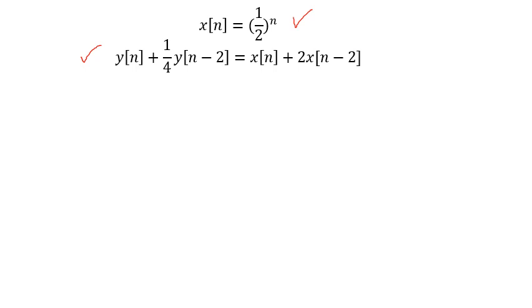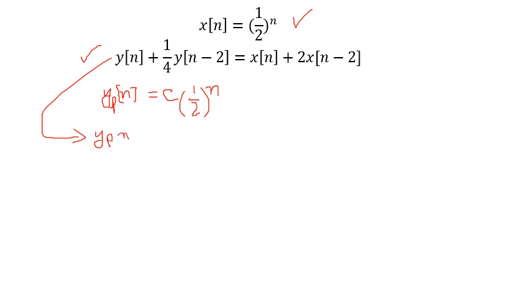So again, the first step is the assumption about the output. We just assume that y of n is equal to c into 1 by 2 power n. So this is our particular solution. The second step is that we replace this by y of p. So we say, y of p n plus 1 by 4 y of p n minus 2, and this is equal to x of n.